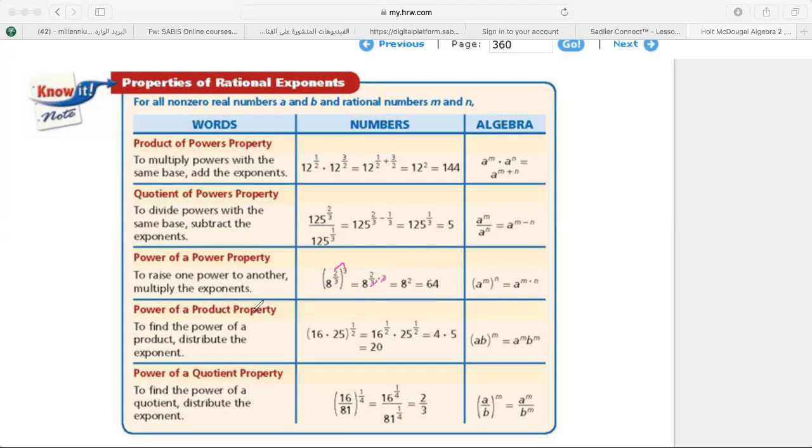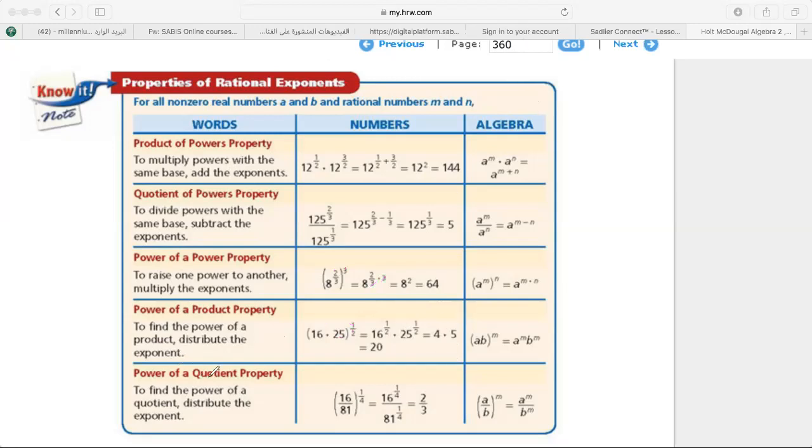Power of a product property. To find the power of a product, distribute the exponent, like 16 multiplied by 25, all to the power half. I'm going to distribute the exponent here, and here. So it will be 16 to the power half multiplied by 25 to the power half. So it will be 4 multiplied by 5, which is 20, because this one is the square root of 16, which is 4, and this one is the square root of 25, which is 5.